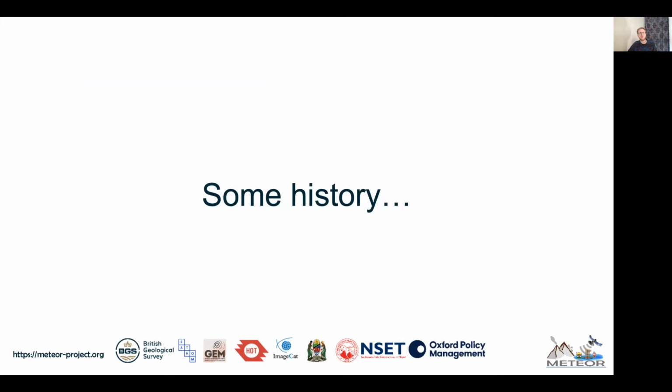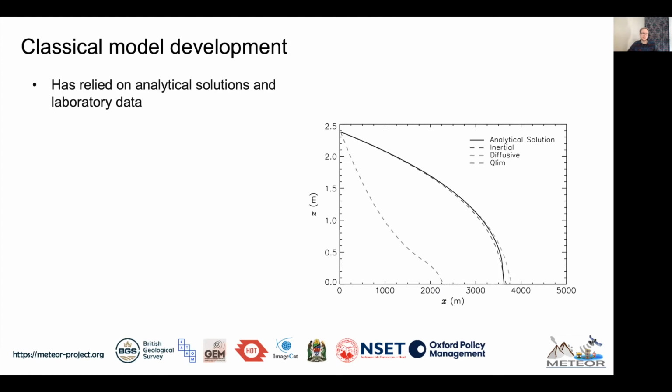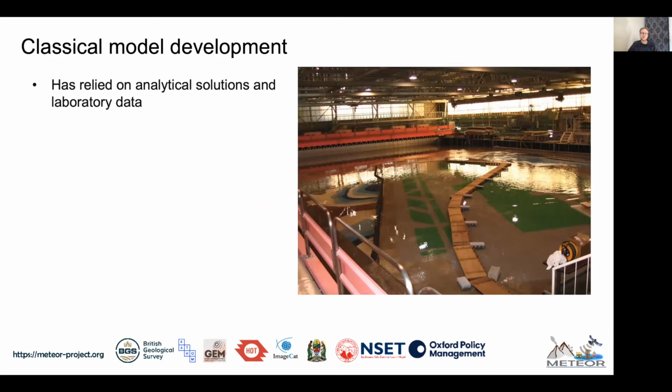Now, I thought it would be useful to start by giving a little bit of history about flood science so that we can see how we have got to the kinds of models that we use today. Now, classically, before the age of computing, scientists used analytical solutions and laboratory data to try and understand how water moves across space. And you've got an image here of a large-scale laboratory test setup.